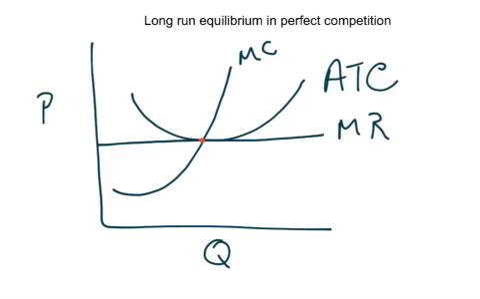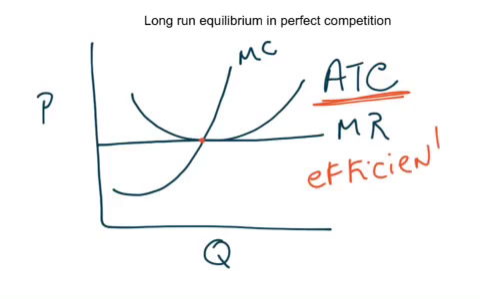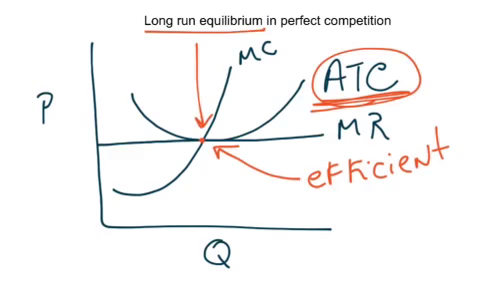And remember, we had looked at this at the beginning of this video, and we saw how the low point of the ATC was the most efficient point. So we have two things going on here. The low point of the ATC is both the long run equilibrium and the most efficient point for this market structure and for society in general, which we will see later on when we compare perfect competition to monopoly.